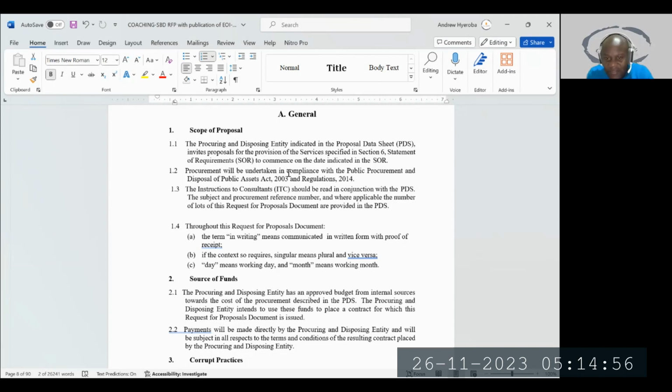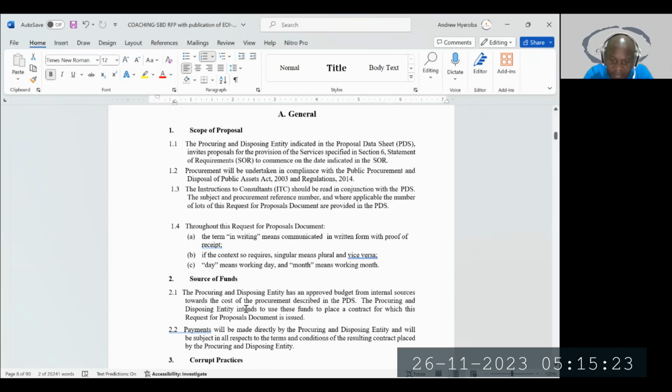So when you submit and you don't have a copy of the receipt, the proof of purchase of this document, your bid won't be accepted or your proposal won't be accepted. Okay. And then here they're saying the day means working day.